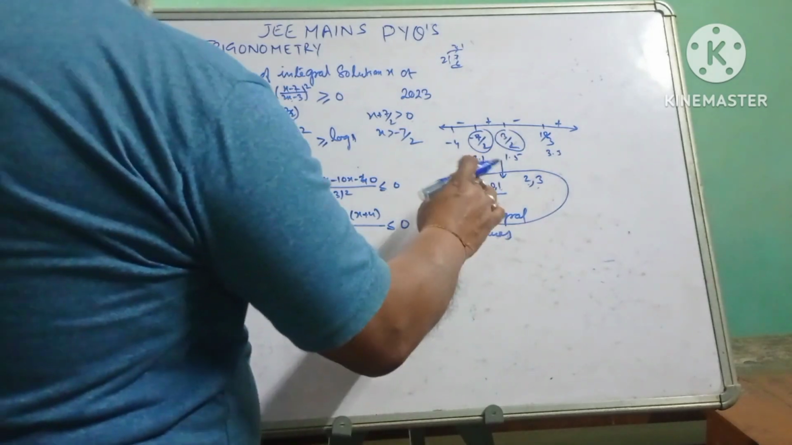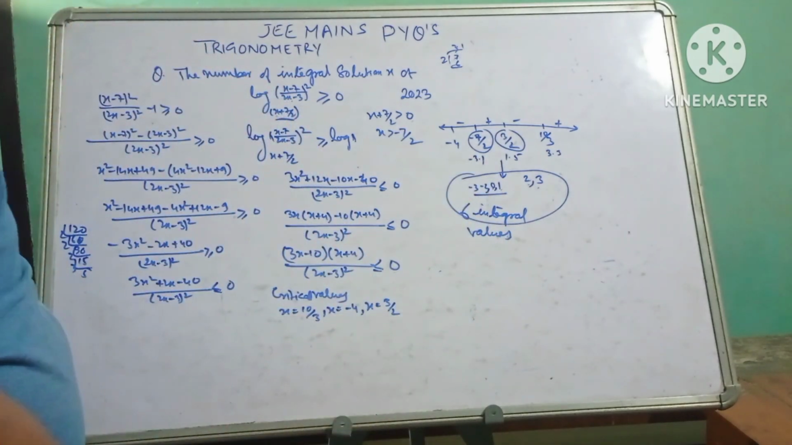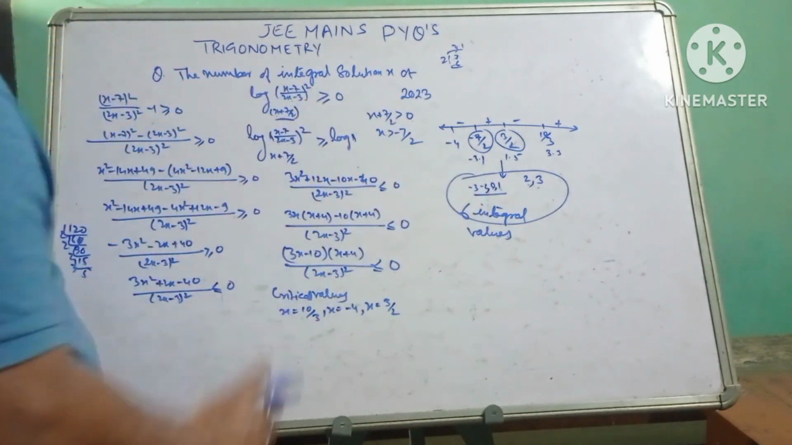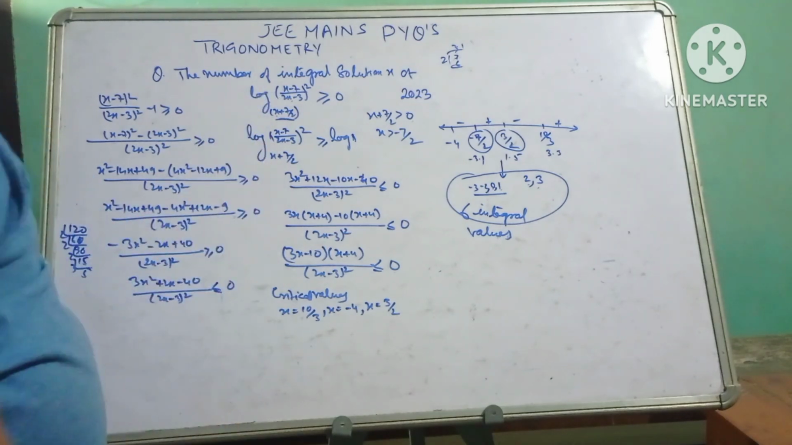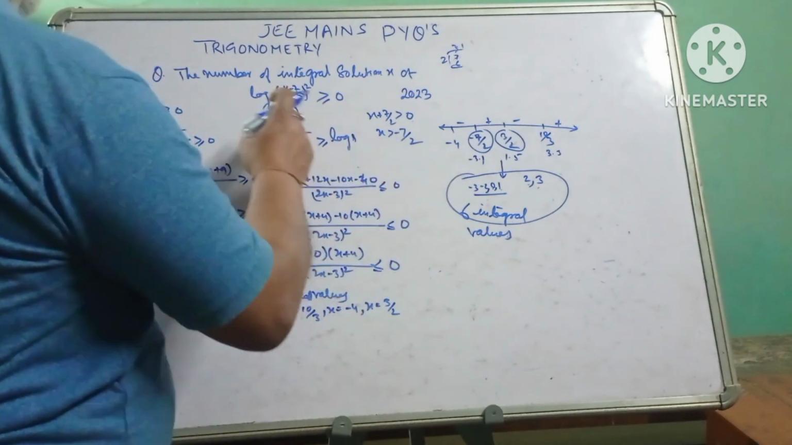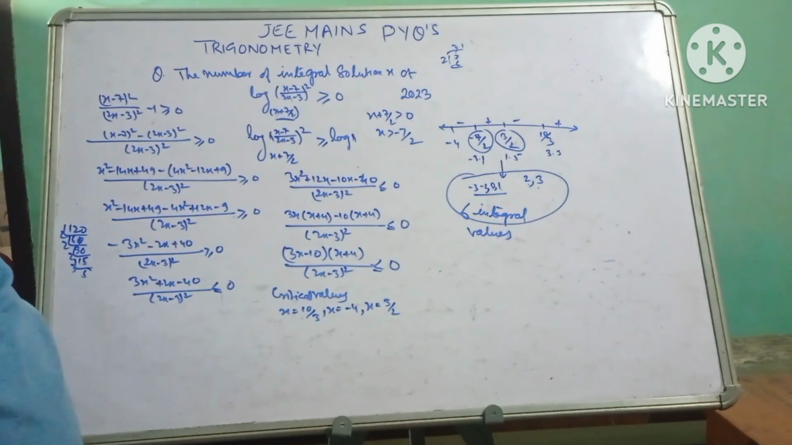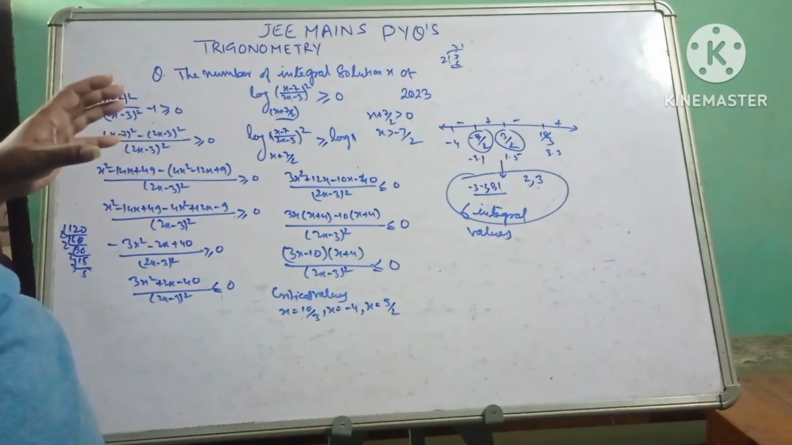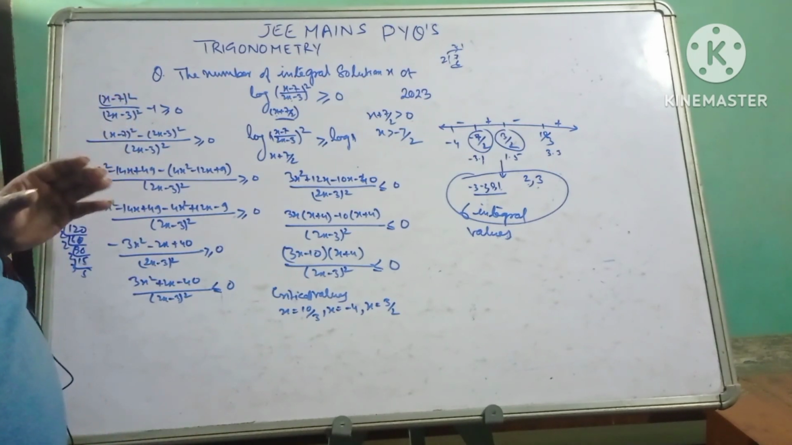So here how to finalize it? You place these values and get the confirmation. If you place minus 4, this will be negative, it does not exist. So this type of question requires some intelligence.